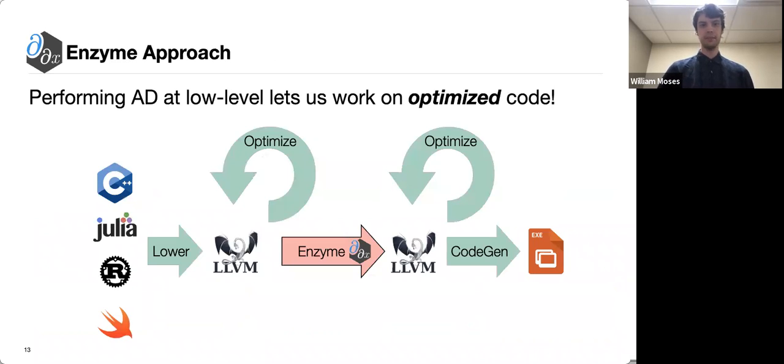So the key idea behind Enzyme is that by being able to perform AD at the low level, we can now work on optimized code because it allows us to run after and alongside those existing traditional optimization pipelines. So we can take code in a variety of all of these languages since they go down to the same intermediate representation, namely LLVM, first optimize, then run AD, and just for extra kicks, we can run an extra round of optimization after the pass.